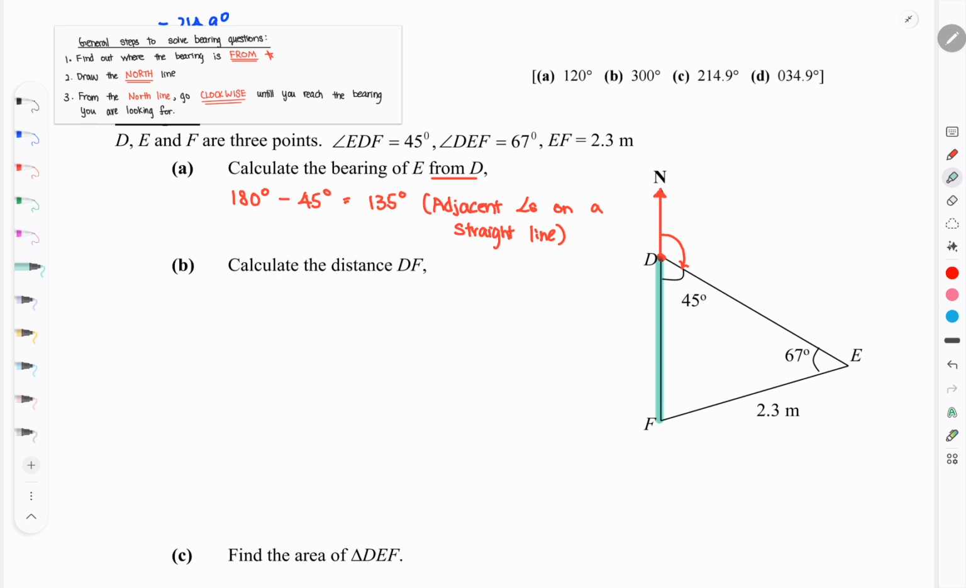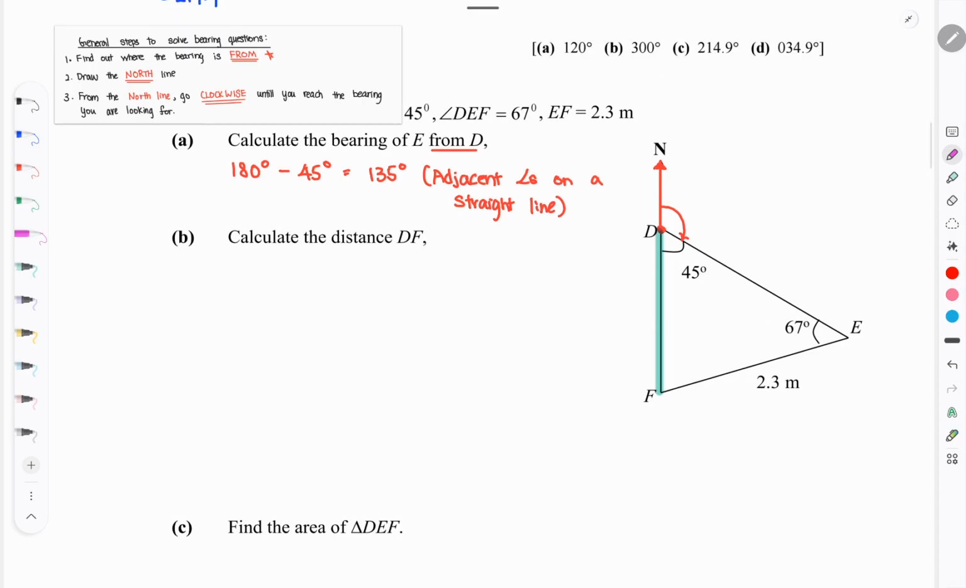Okay, so over here, actually, it has nothing to do with bearing. So you have to go back to your previous topic where you learn about sine rule or cosine rule. The reason why I cannot use basic trigonometry is because this is not a right angle triangle. So I know I have to use either a sine rule or cosine rule. Let me do a little recap on the side first.